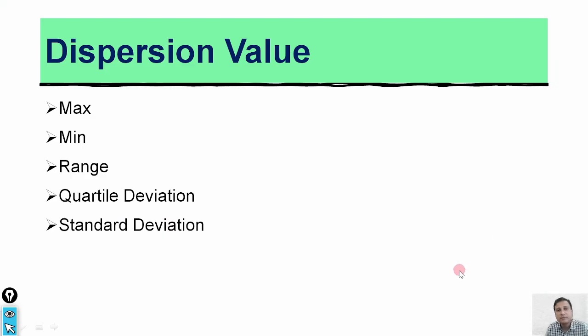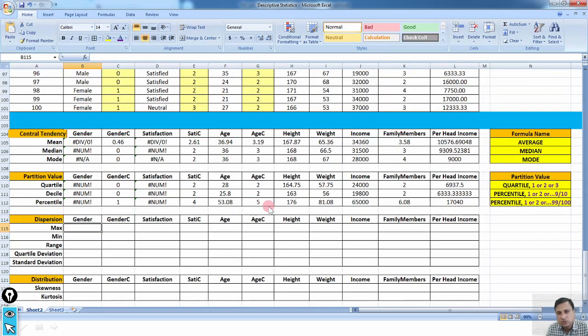Fine. Now let me take you to the dispersion value. Here again there are few concepts like max, mean, range, quartile deviation, standard deviation. In the previous few lectures somewhere we have used max and mean. They are nothing but the maximum number from your data or minimum number from your data. We'll discuss all these terminologies in the respective separate lectures, but here we'll just explain the process. How can we compute all these concepts from the dispersions?